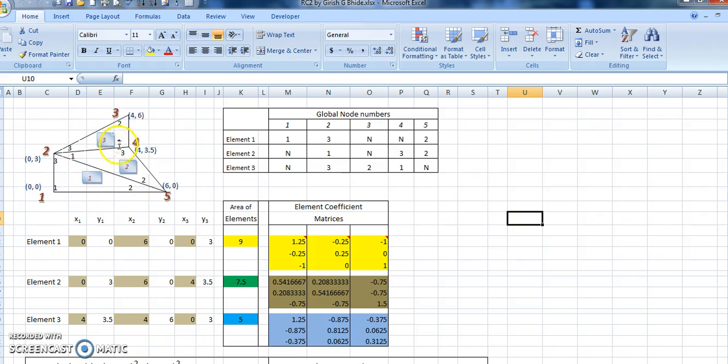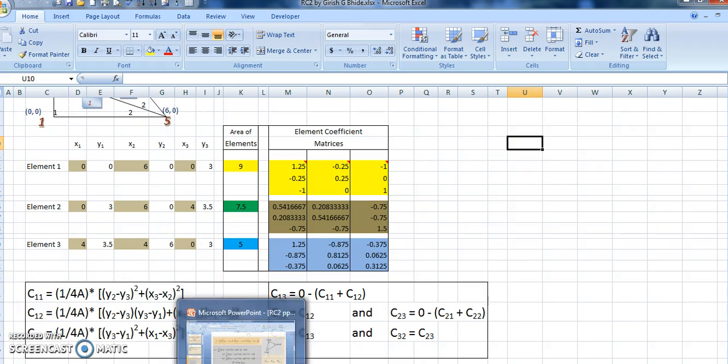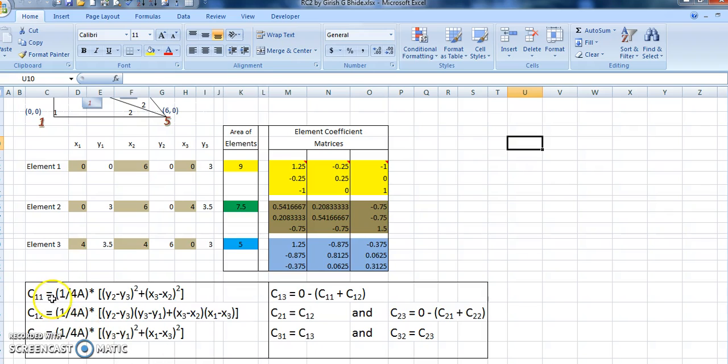This sketch consists of 3 elements, and the coordinates of the vertices are also given in this sketch. Now, using these coordinates of vertices, we can find out the element coefficient matrices for these 3 elements as shown over here. So the formulae required for computation of C11 in context with the PPT slides are also mentioned over here.